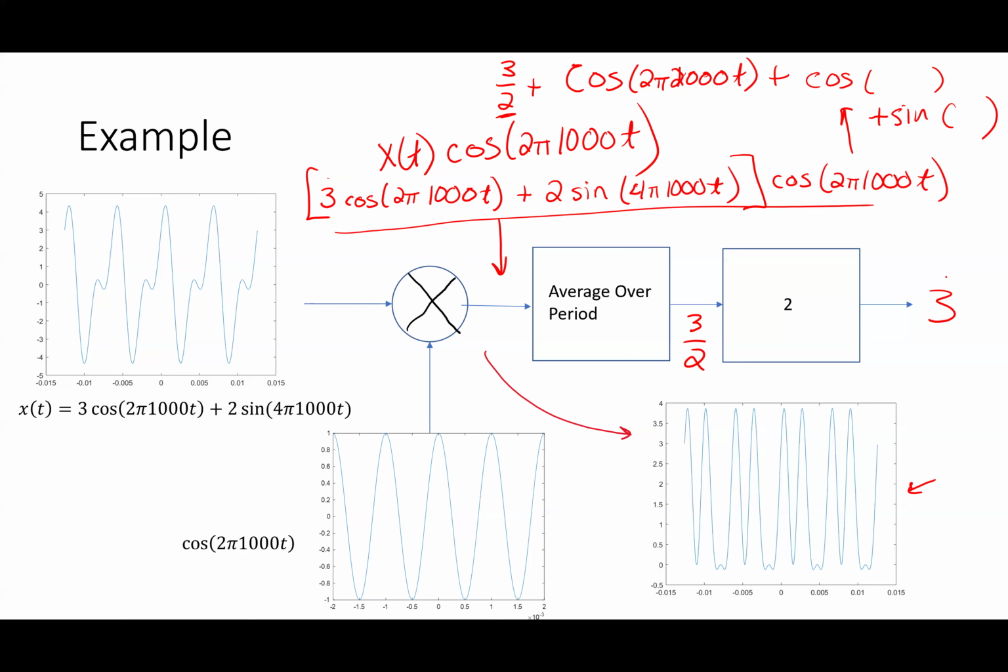What operation is that mathematically? It's integrating over a period and dividing it, right? So basically, this output right here is x of t times cosine omega naught t. Coming out of here is the integral of x of t cosine omega naught t dt times 1 over T. What's coming out here is 2 times that.